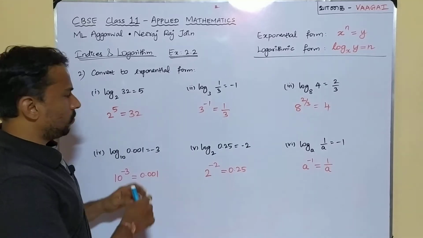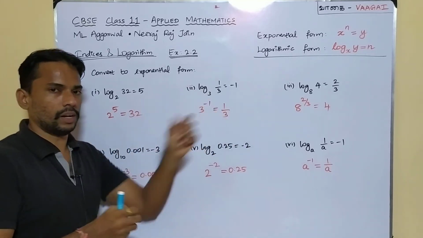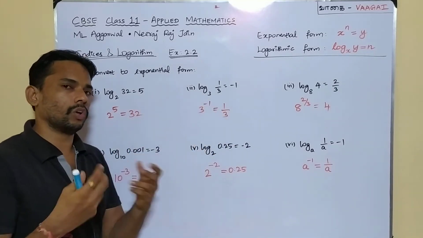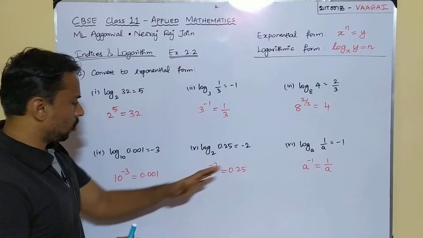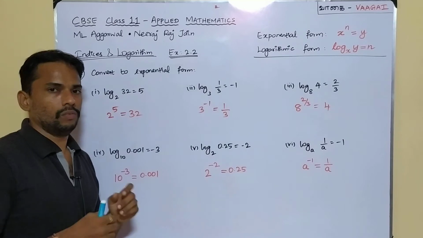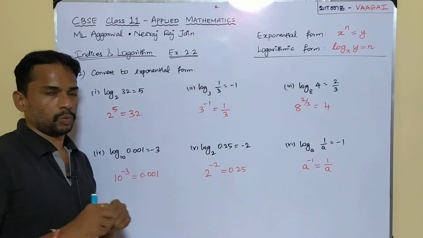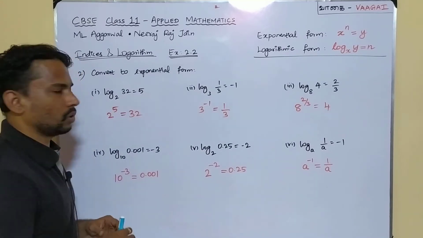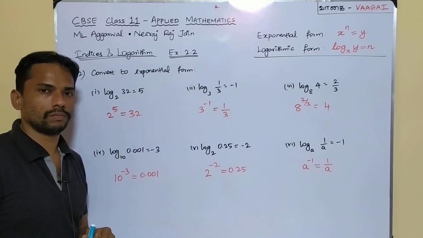If you want to verify, you can try expanding the exponent and check with the exponent laws that you have already seen. You can check all these things, you will find them to be true. So this is how we convert a logarithmic form to exponential form. We have finished the second question also. Let's move on to the next question.